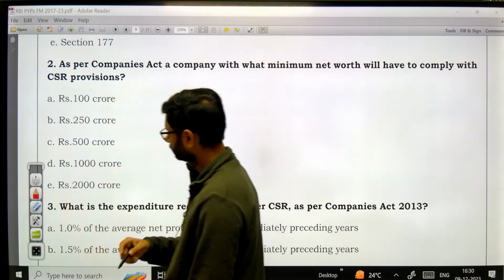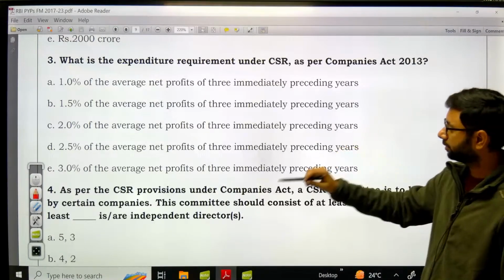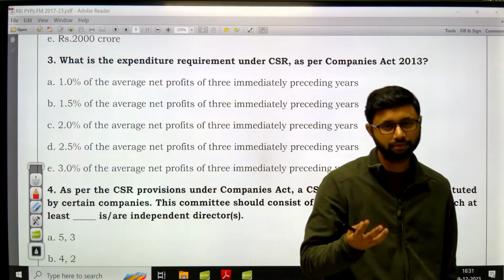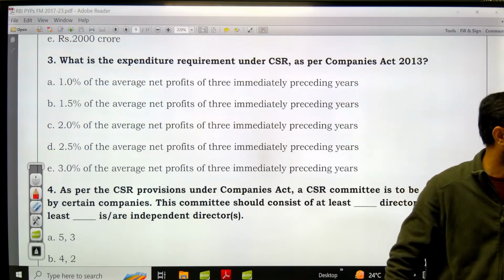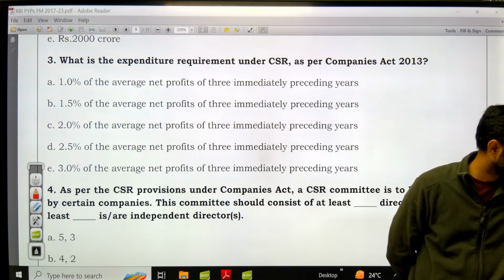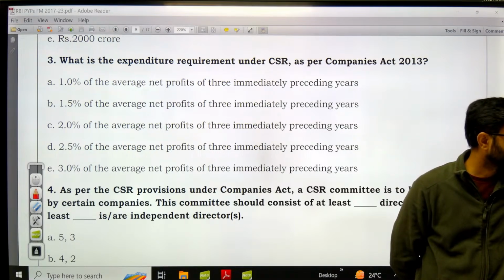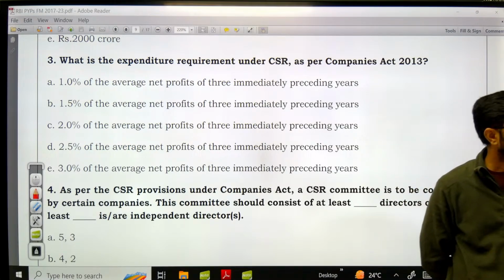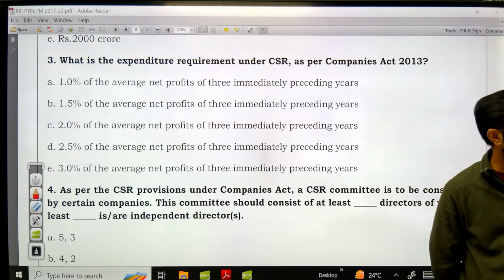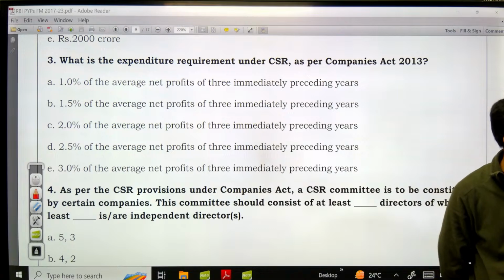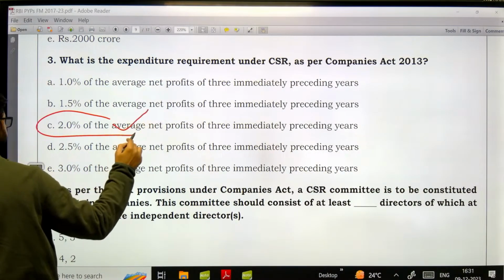Okay. What is the expenditure requirement under CSR as per Companies Act? How much expenditure you guys have to do if you are above 500 crores? How much percentage you have to spend? Lokesh says 2.5%. C is the correct answer. So Tammy and Sejal, well done.